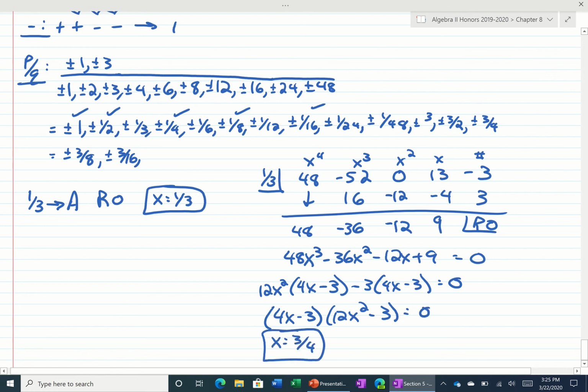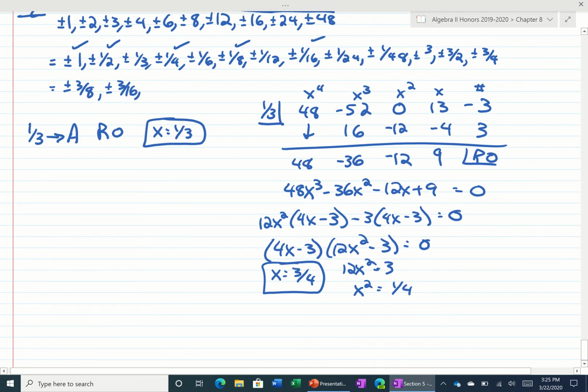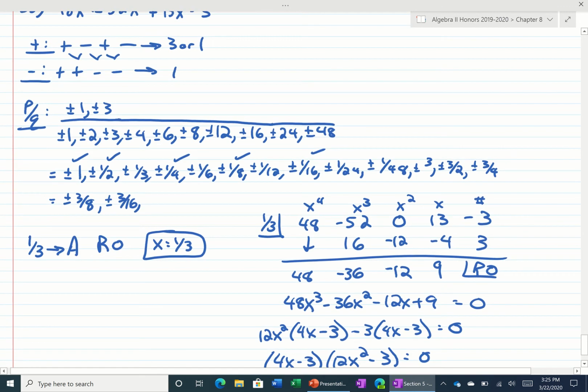So we have 2, the other 2 are going to come from here. 12x squared equals 3, x squared equals 3 over 12. And it looks like the other 2 roots are going to be plus or minus 1/2. Those would give us the 4 roots. So it's long, but I wouldn't say it's a hard problem.